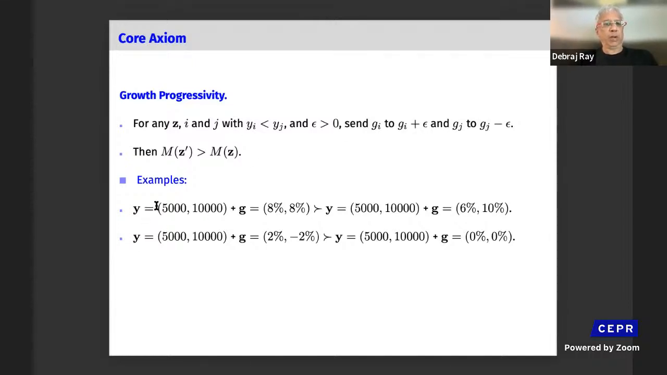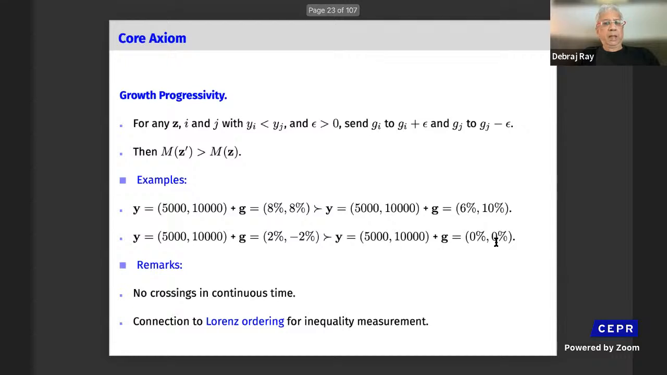So let's suppose that you have two people, their incomes are $5,000 and $10,000, and they're both growing at 8% and 8%. Then I would like to say that this situation is more mobile than if they were growing at 6% and 10%, where the poorer guy was growing faster. So this idea of catching up is important in the emotive content of upward mobility. Now, here's another, maybe more interesting example. I want to say, look at a society where the 5,000 guy is growing at 2% and the 10,000 guy is shrinking at 2%. I want to say that this is more mobile than a society where neither of these guys is growing at all. That's 5,000 and 10,000.